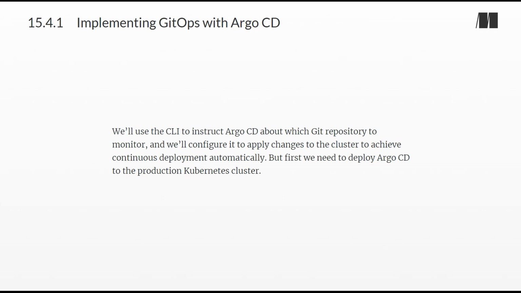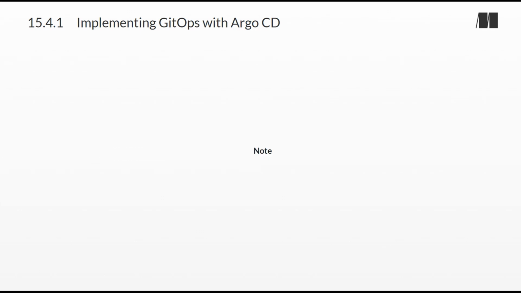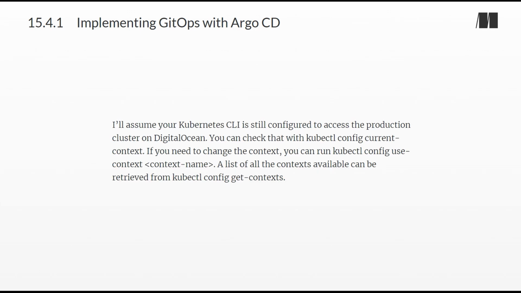But first we need to deploy Argo CD to the production Kubernetes cluster. Note: I'll assume your Kubernetes CLI is still configured to access the production cluster on DigitalOcean. You can check that with kubectl config current-context. If you need to change the context, you can run kubectl config use-context <name>. A list of all the contexts available can be retrieved from kubectl config get-contexts.